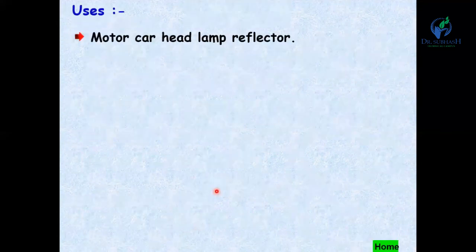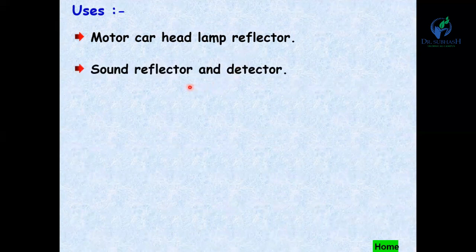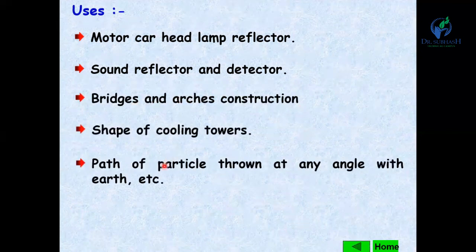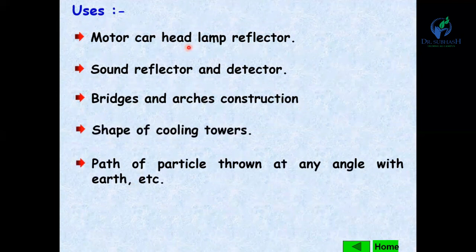Now, what are the uses of this parabola? Motor car headlamp reflectors, sound reflector and detector, bridge and arch construction, shape of cooling towers, path of particles thrown at any angle with the earth. So these are the different uses of the parabola.